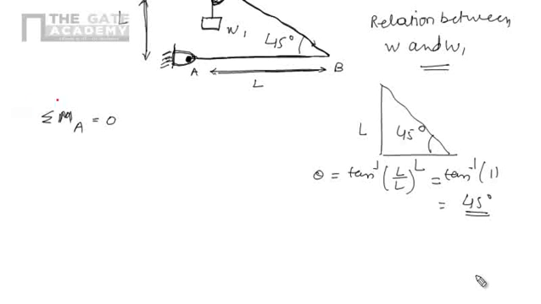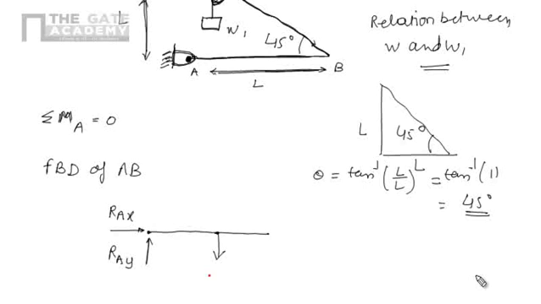But before applying the condition of equilibrium, let's draw the free body diagram of AB. Here we can say that there will be reaction RAX. There will be reaction RAY. The weight will act at the center of gravity, that is W at L by 2. And here the force is acting, it is nothing but W1, the tension in the string, we can say. And this angle is 45 degree.